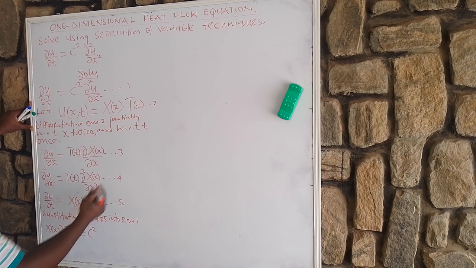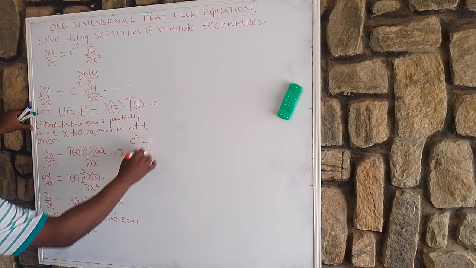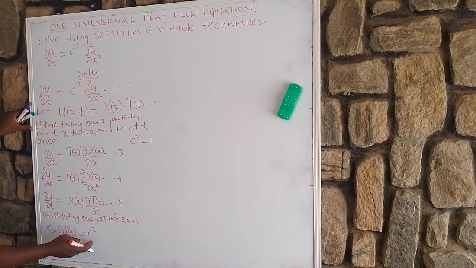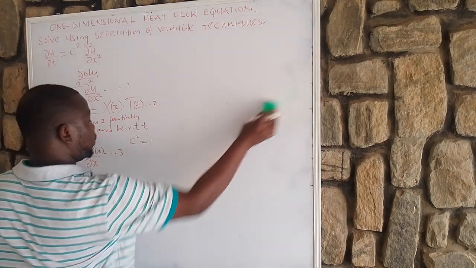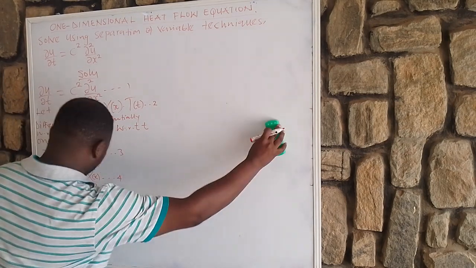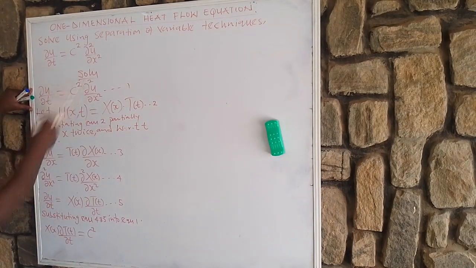c is a constant. If you assume c squared to be equal to 1, it means c squared will not exist here. But if you want to solve together with c squared, no problem. Whichever way you want to do it, it's okay.